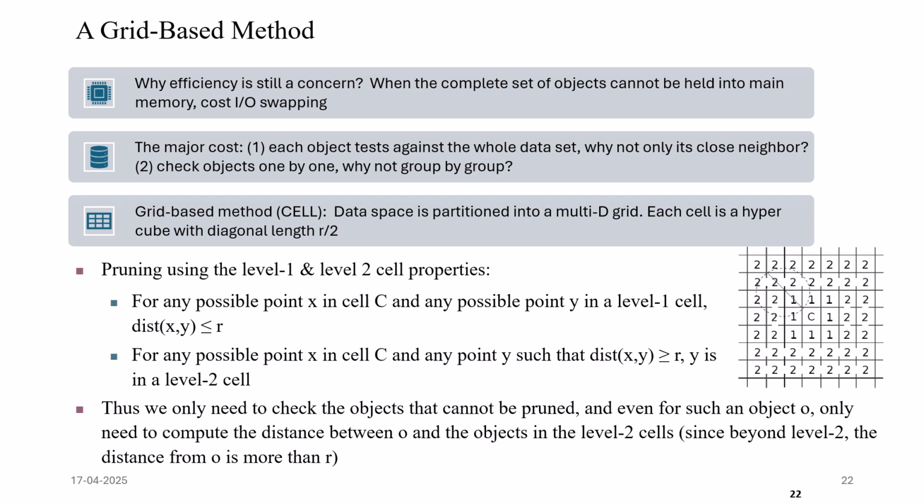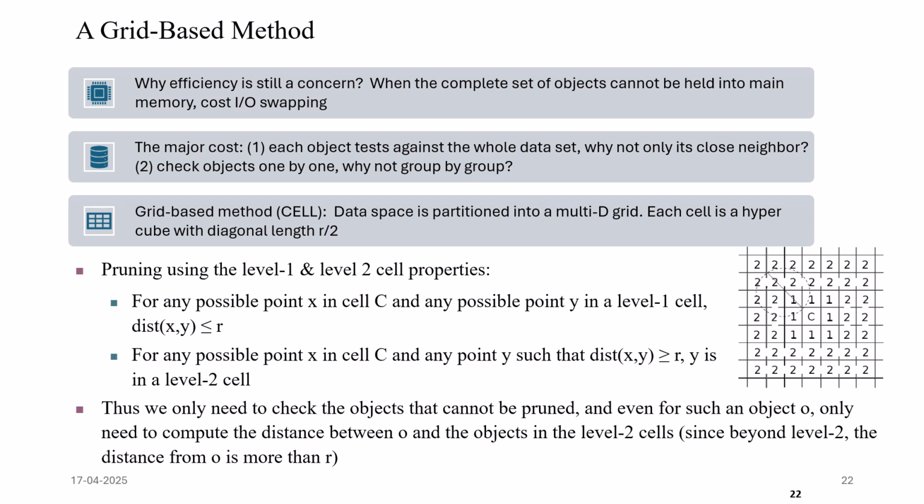CELL is a grid-based method for distance-based outlier detection. In this method, the data space is partitioned into a multi-dimensional grid where each cell is a hypercube that has a diagonal length of r/2, where r is a distance threshold parameter. In other words, if there are l dimensions, the length of each cell is r divided by 2 times the square root of l. Consider a two-dimensional data set, for example. The figure shows a part of the grid. The length of each cell is r divided by 2 times the square root of 2.